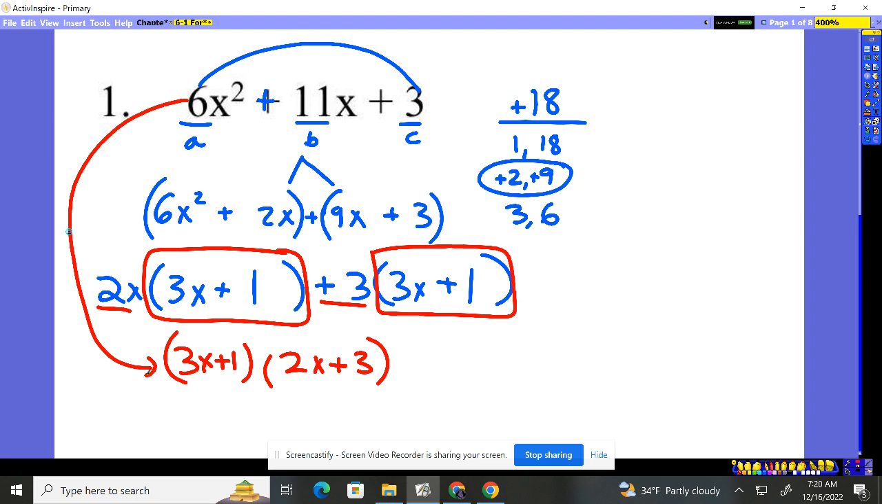And you could check it if you want. 3x times 2x is 6x squared. 3x times 3 will be 9x. 1 times 2x will be your 2x. There's your 11x. 1 times 3, there's your 3 at the end. So you have 6x squared plus 11x plus 3. Yep, that works.